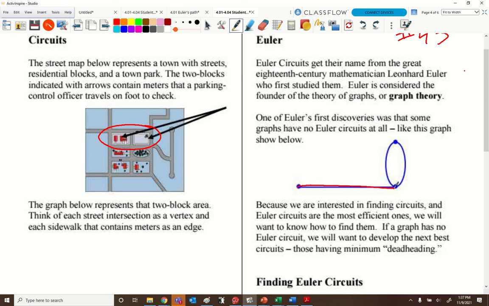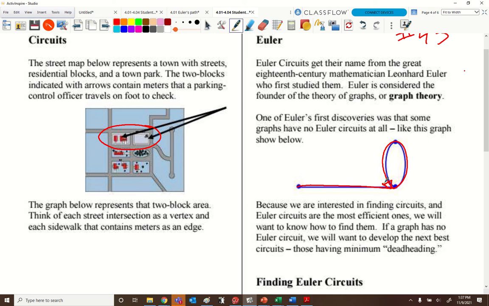So we go here, back around. Why is this one here not a Euler circuit? It does not start and end at the same point. Very good. So that one's not a Euler circuit, but it is a closed circuit here. This one's closed, but it's not going to be a regular circuit. So it's not a Euler's.